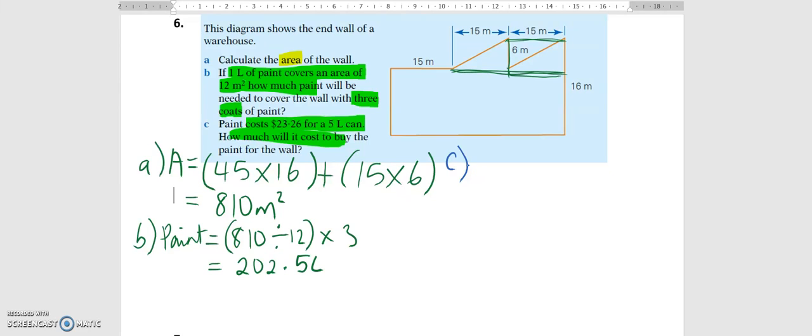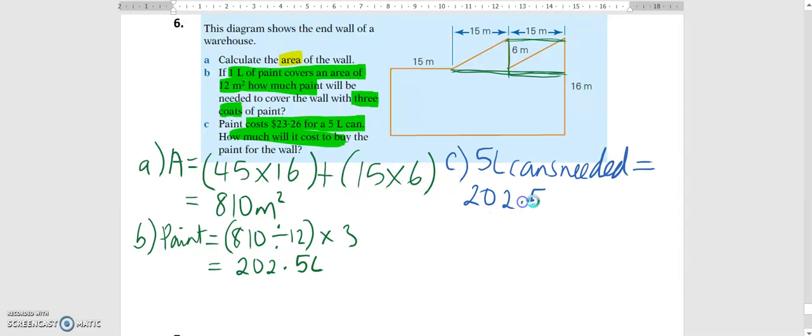firstly figure out how many lots of 5 litre cans I need. Okay, so 5 litre cans needed. And to do that, I'm going to do 202.5 divided by 5 litres. And that's going to give me 40.5. Now you can't really buy 40.5, so approximately 41 cans will be needed.